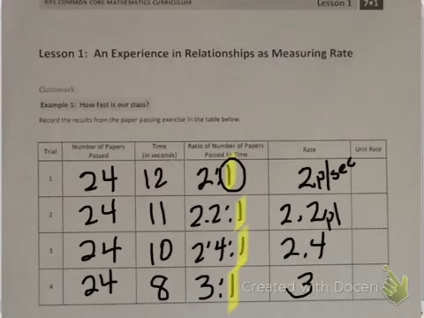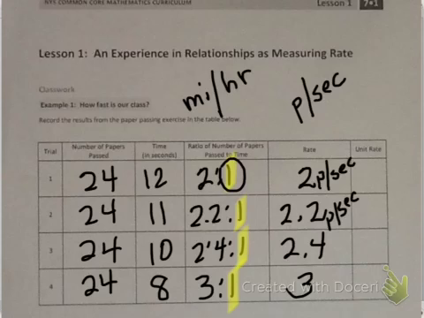2.2 papers per second. If you've ever seen it, like that, using the slash for a "per," like in miles per hour. Papers per second, that's not official, we're just doing that here. Papers per second. So that is our rate.